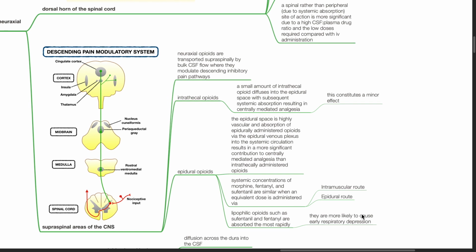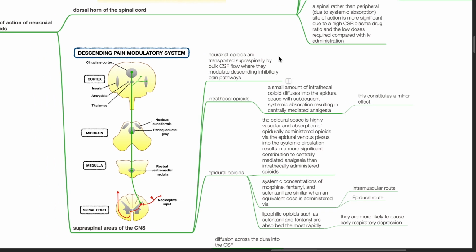Supraspinal areas of the CNS are another site of action for neuraxially administered opioids. These opioids are transported supraspinally by bulk CSF flow, where they modulate descending inhibitory pain pathways. For intrathecal opioids, a small amount diffuses into the epidural space with subsequent systemic absorption, resulting in centrally mediated analgesia. This constitutes a minor effect.